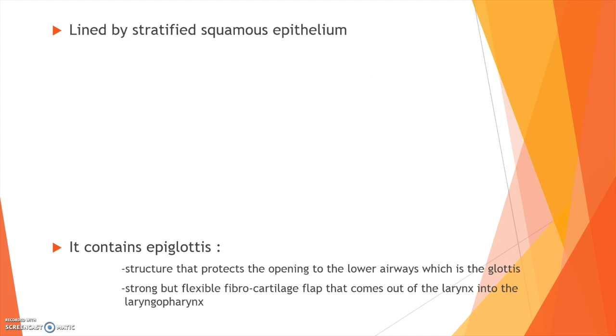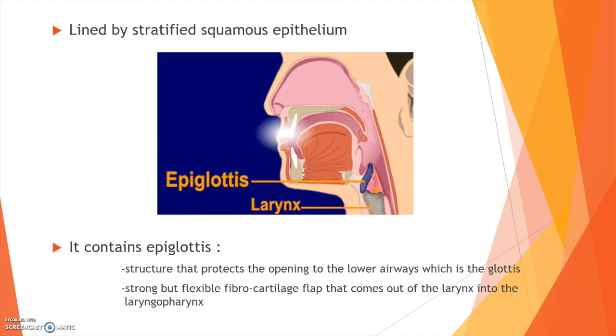Laryngopharynx is lined by stratified squamous epithelium, and it contains the epiglottis. Now let me show you the structure of the epiglottis. There you are. Epiglottis is a structure that protects the opening to the lower airways, which is the glottis. It is a strong but flexible fibrocartilage flap that comes out of the larynx into the laryngopharynx.